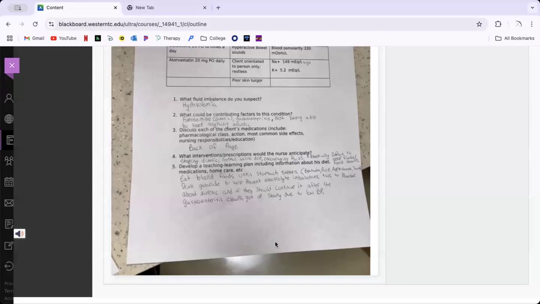Including information about the diet, medications, home care. Let's see, Courtney. Diet should include increase in fluids. Okay. Would we decrease the salt in the diet? Or increase? I put decrease. But again, think about, is this elevated due to being underhydrated?